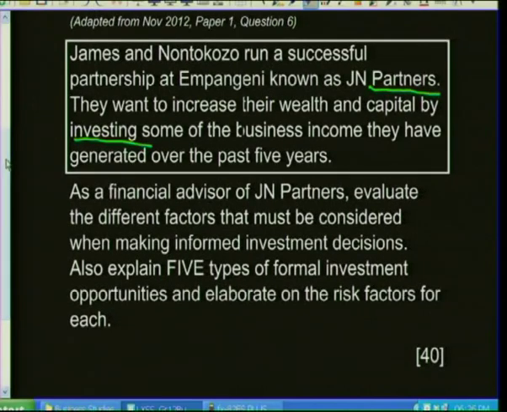They're saying, as a financial advisor of J&E Partners, evaluate the different factors that must be considered when making informed investment decisions. Also, explain 5 types of investment opportunities, 5 types, and elaborate on the risk factors. So I'm going to underline that as well for each of these.